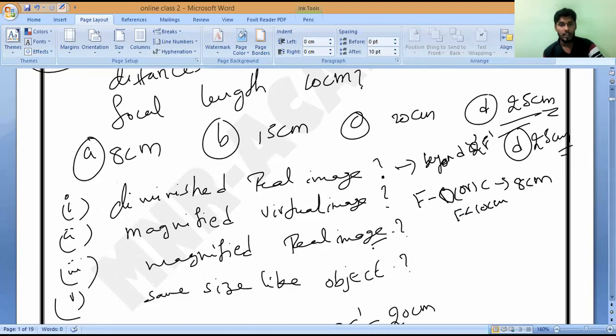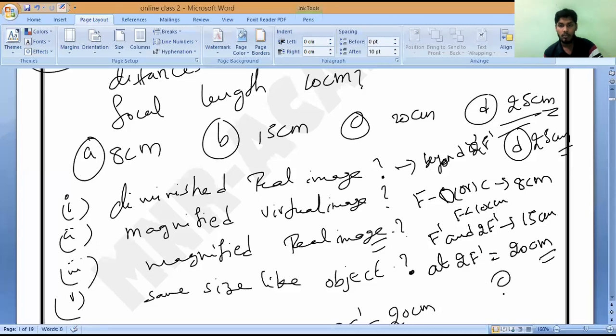Next, magnified real image is 15 centimeter, between F dash and 2F dash. Next, the same size as the object is exactly at 2F dash, which is equal to 20 centimeter, option C. Do you understand all of you? Yes, sir. All of you note it down.